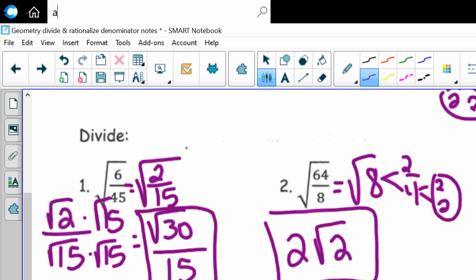Number 3, I have 6 square roots of 2 over the square root of 3. 2 and 3 are underneath my radical. They don't have anything in common. I'm not going to be able to divide them. So I need to jump straight to rationalizing the denominator, multiply top and bottom by the square root of 3.